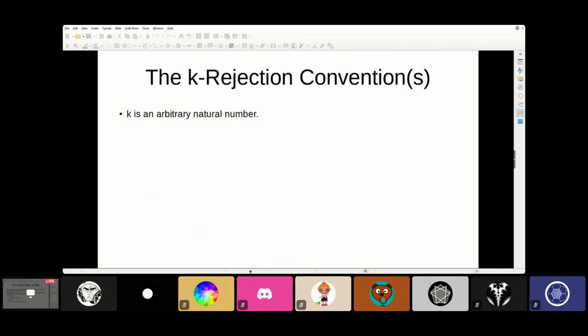So under each of these conventions, for some fixed k, there is a structure on each player's turn. The player to move declares intent to make a move.